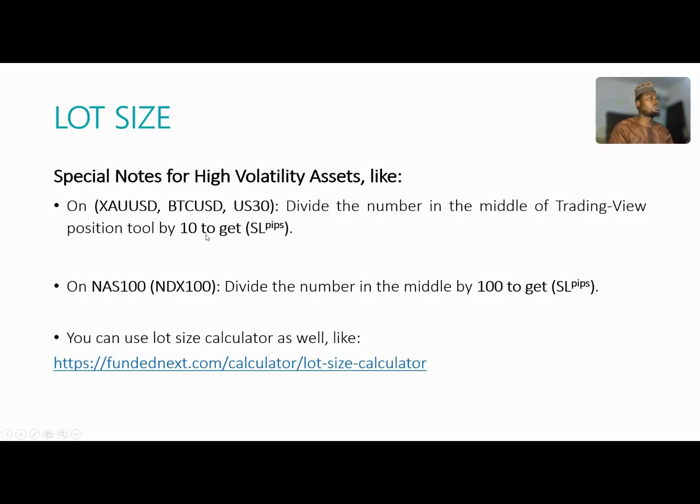So that's how you are going to do for XAUUSD, which is gold, BTC, US 30. So you will divide that number by 10. But on NAS 100, which is NDX 100 on some brokers, divide the number in the middle by 100. That's how you are going to get your SL in pips. And you can use the lot size calculator as well, the one that I just finished showing you. So that's it for lot size calculation.